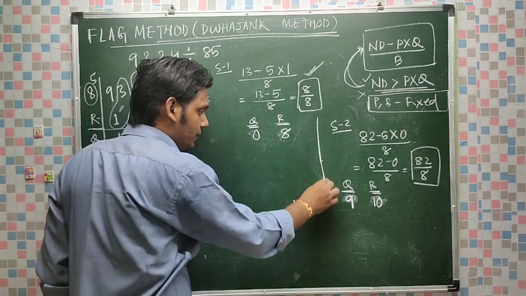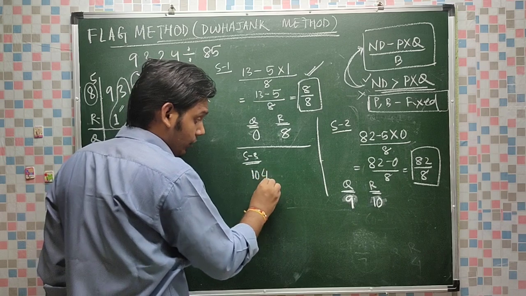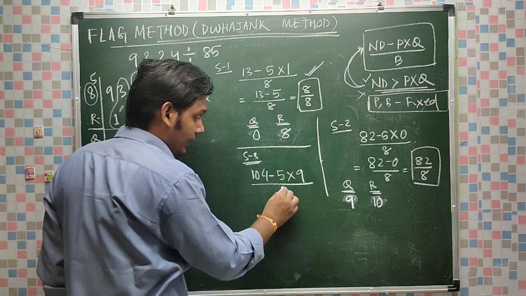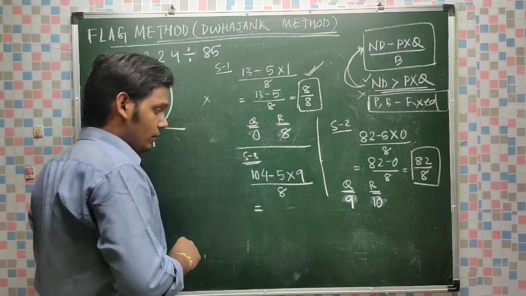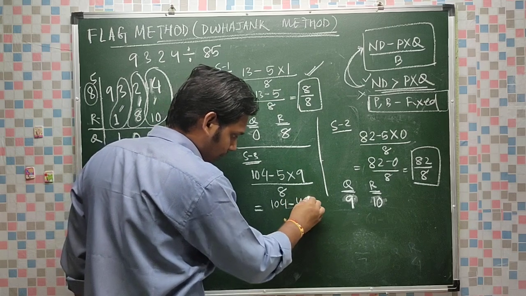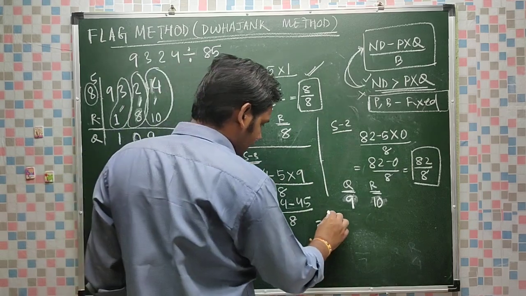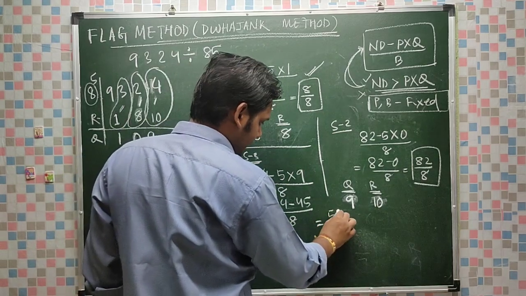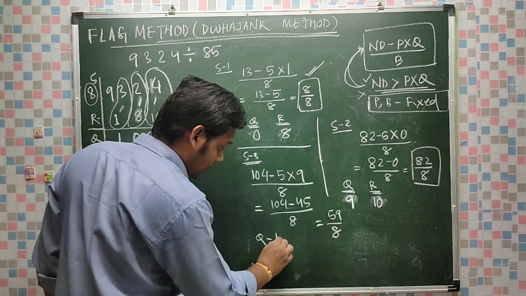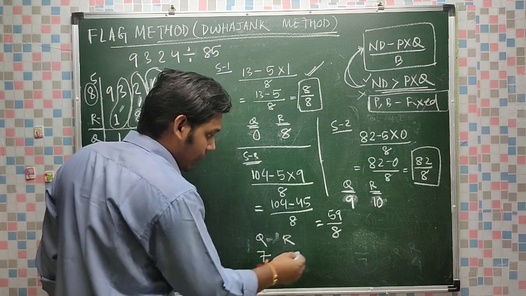Now you have to come to step 3. 104 minus 5 into 9, power into quotient, divided by base. Then how much is it? 104 minus 45. So how much will it be? 59. 59 by 8. So what is the quotient and what is the remainder? 8, 7, 56.